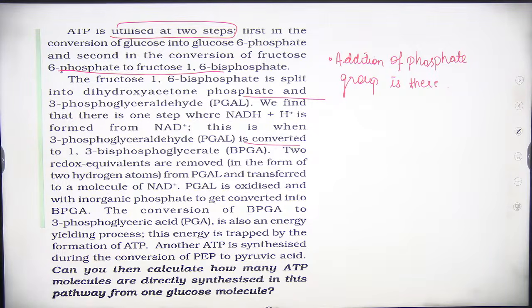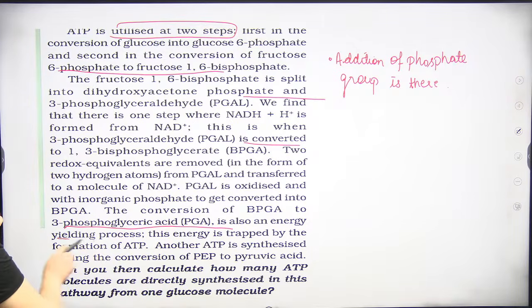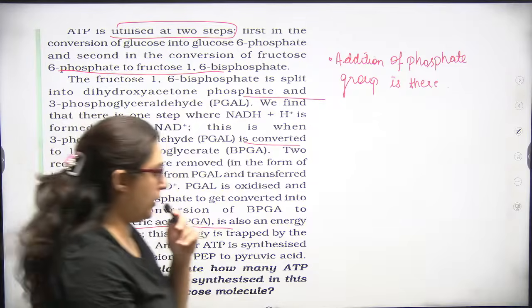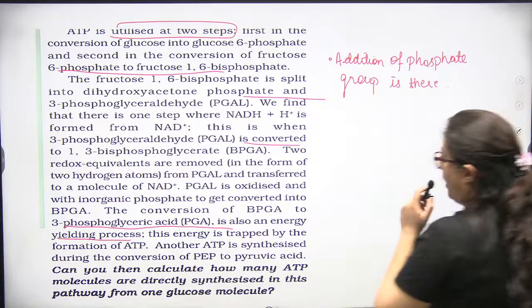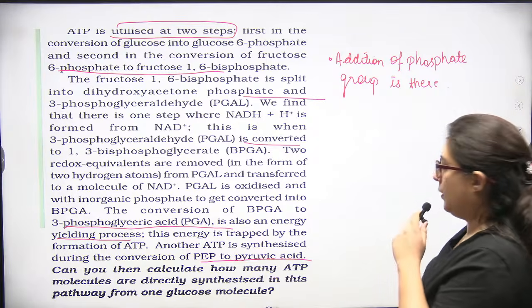PGAL, 3-phosphoglyceraldehyde, is converted to 3-phosphoglyceric acid. This is also an energy-yielding step. Another ATP is synthesized in the conversion of PEP to pyruvic acid.